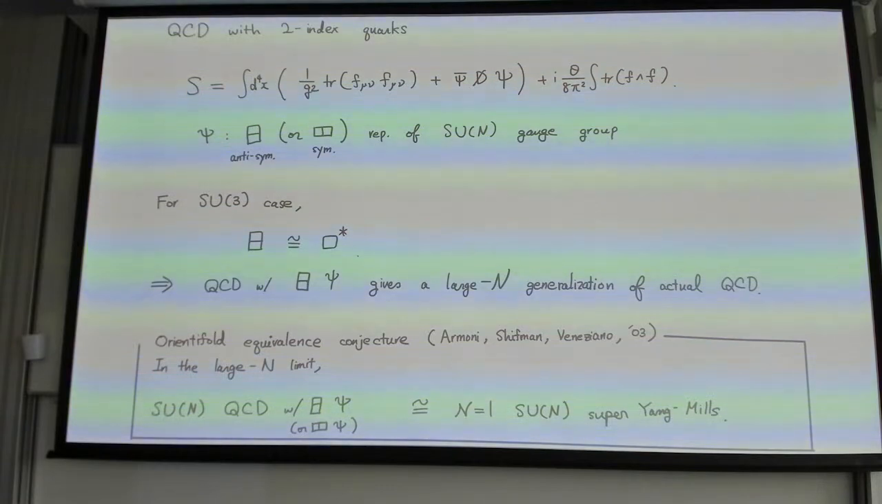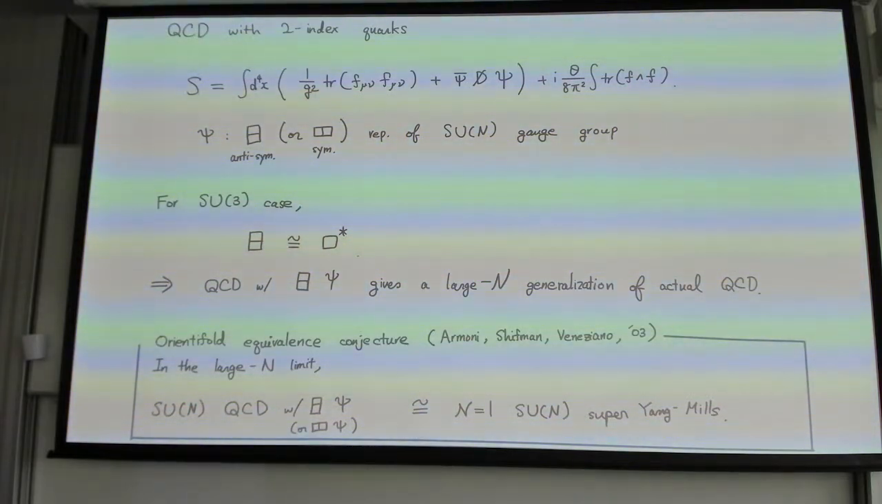But in this kind of two-index representation, the number of quarks is also of order N squared. So in that sense, this large N limit is described by both gluon and quark dynamics. So this other kind of large N limit can be interesting for studying some dynamics of actual QCD.